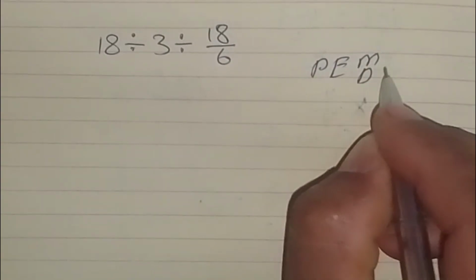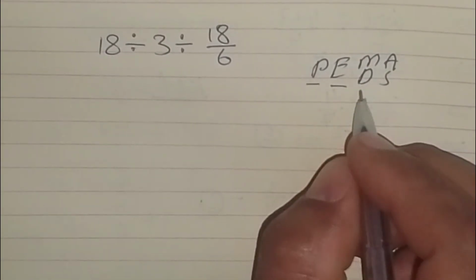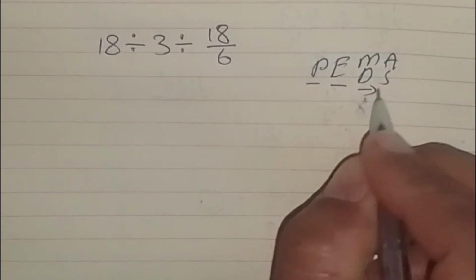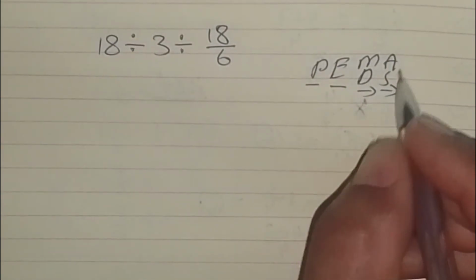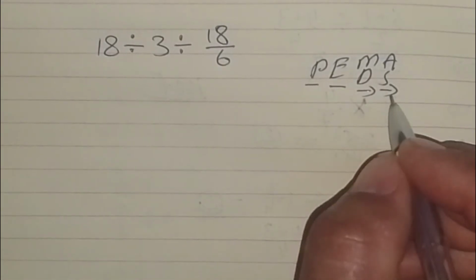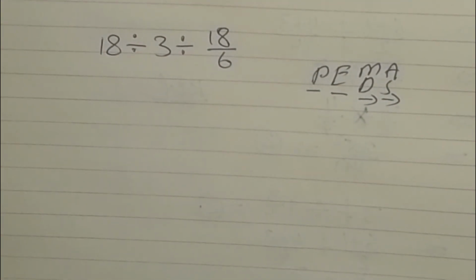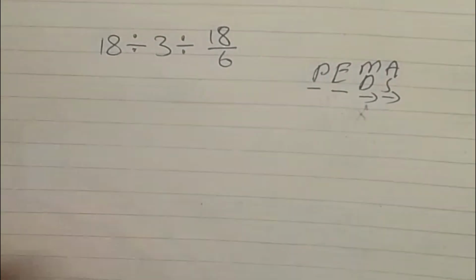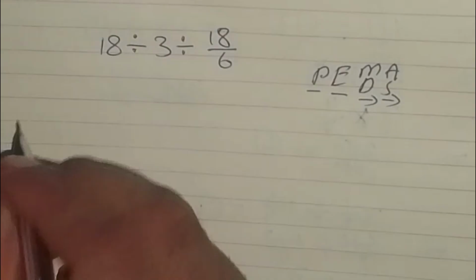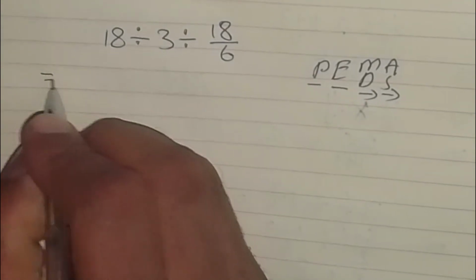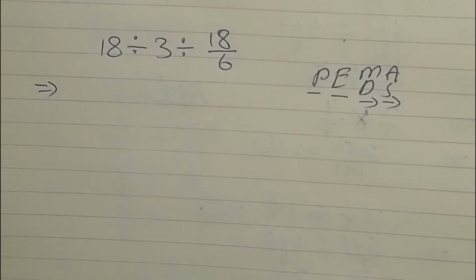According to PEMDAS rules, first we solve parentheses, then exponent, then multiplication or division, and then addition or subtraction. Multiplication or division we start from left to right, and addition or subtraction we start from left to right. Now we have two divisions here, so we start from left to right. If we have more than one division, we solve it from left to right.